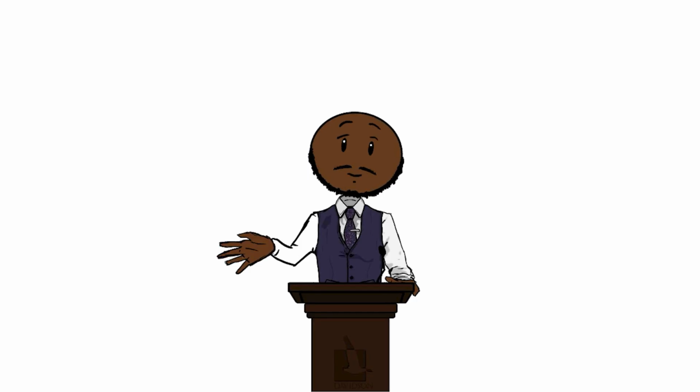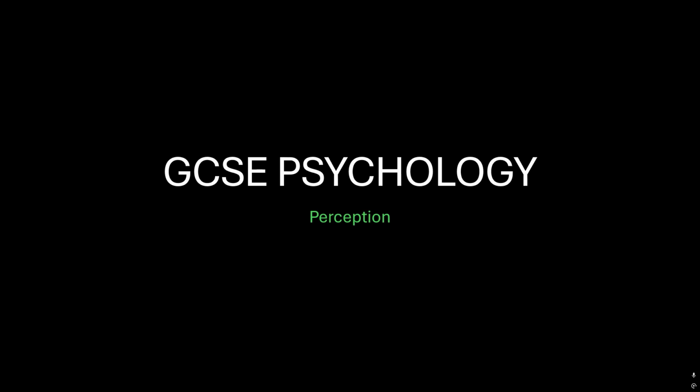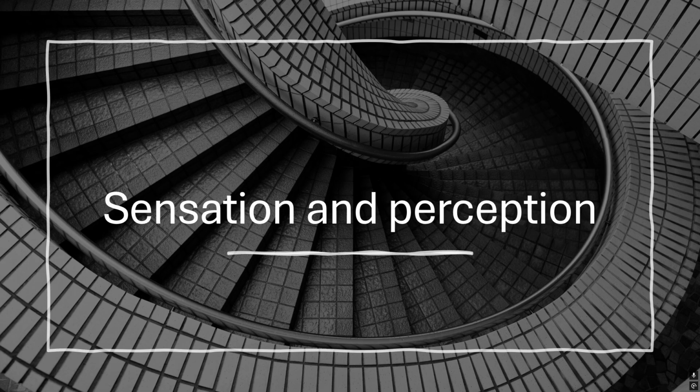Moving on to section 2 of paper 1. So we've looked at memory and now we're going to be looking at perception. Starting off, let's have a look at sensation and perception and identify what the difference is between the two.